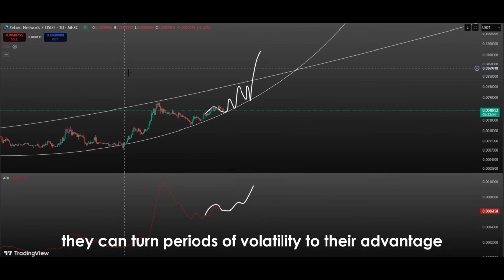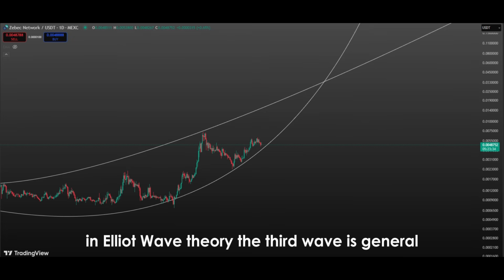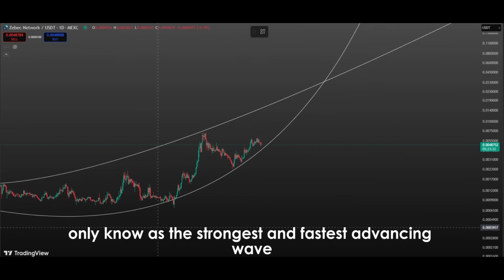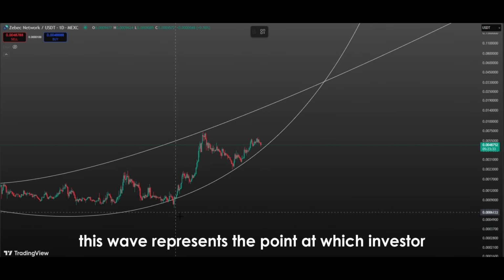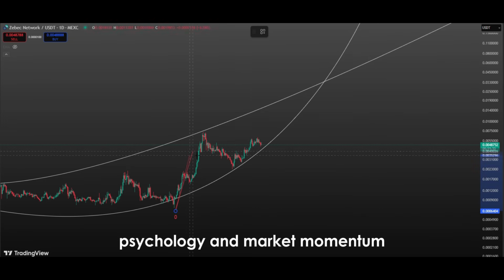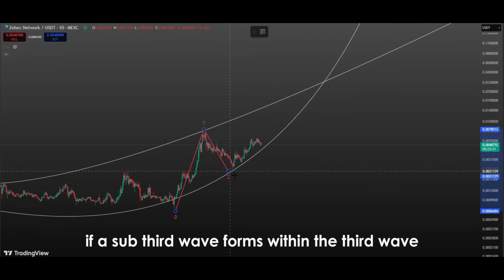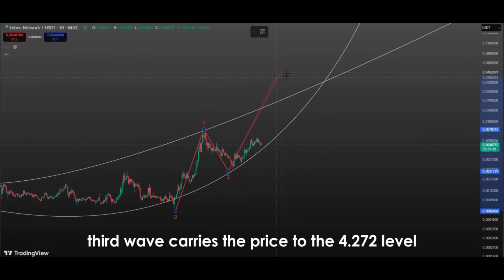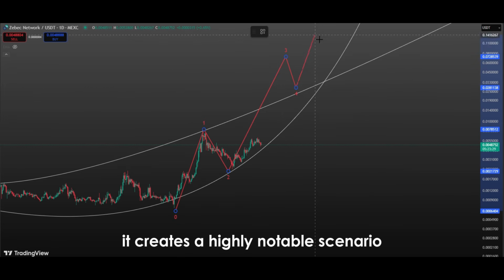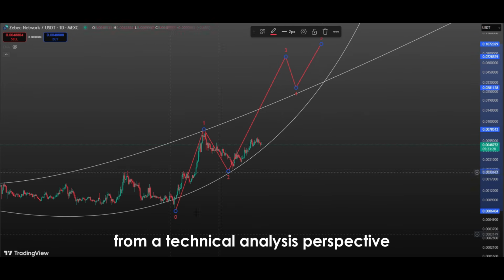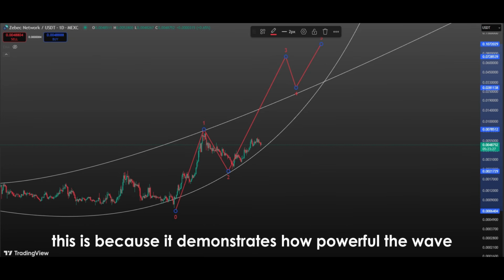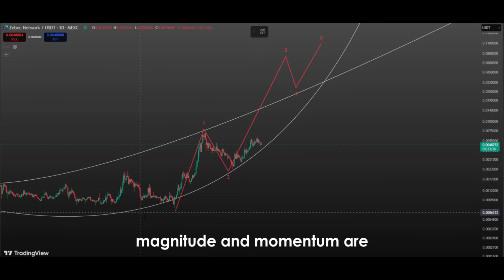If investors can open and manage positions in time by taking this signal into account, they can turn periods of volatility to their advantage. In Elliott wave theory, the third wave is generally known as the strongest and fastest advancing wave in the market. This wave represents the point at which investor psychology and market momentum reach their highest levels. If a sub-third wave forms within the third wave and this sub-third wave carries the price to the 4.272 level, it creates a highly notable scenario from a technical analysis perspective. This is because it demonstrates how powerful the wave magnitude and momentum are.